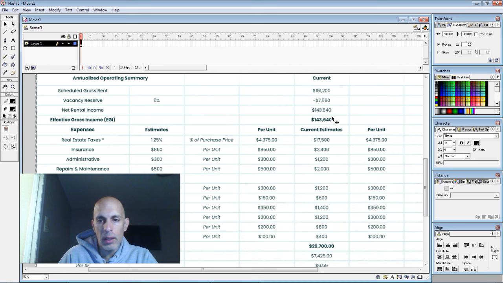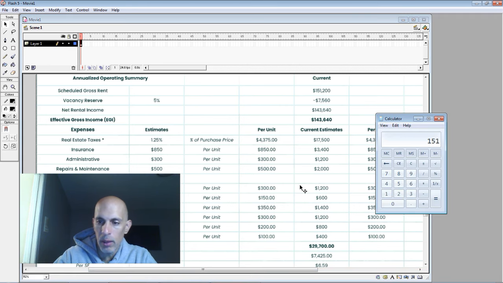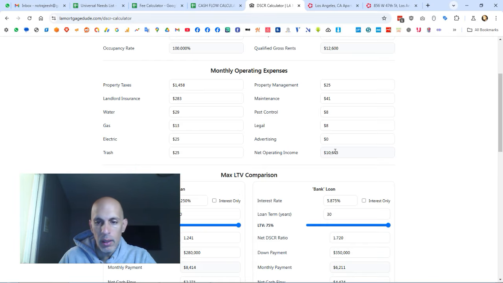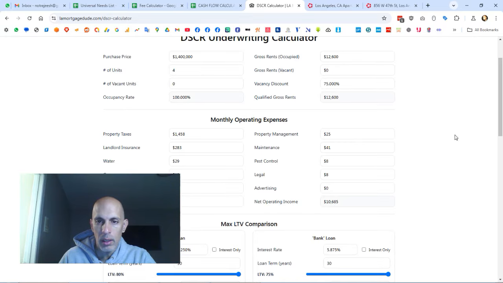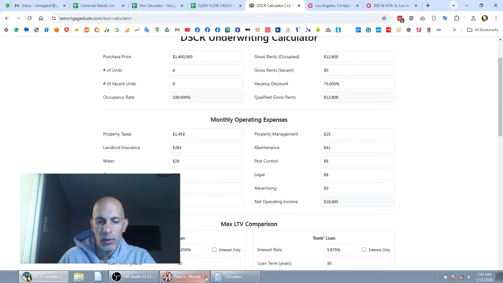Oh, right, I use this. I got to use scheduled gross rent. Okay, so 151,200 minus 29,700. That's 121,500. Divide that by 12. I get 10,125. 10,685. That's pretty close, but still not quite the difference here. So what's going on?